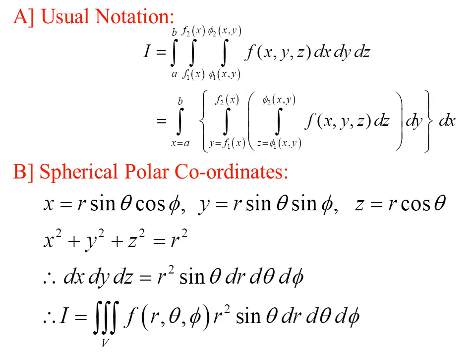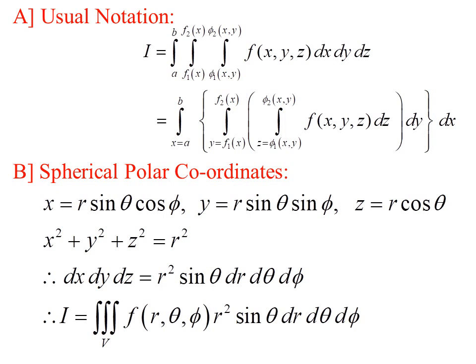So for spherical polar coordinates, our transformations must be x is equal to r sine theta cos phi, y is equal to r sine theta sine phi, z is equal to r cos theta, and hence with respect to this transformation, x square plus y square plus z square will become r square. You can try to resolve this particular simplification, and therefore dx into dy into dz is given by r square into sine theta into dr d theta d phi.